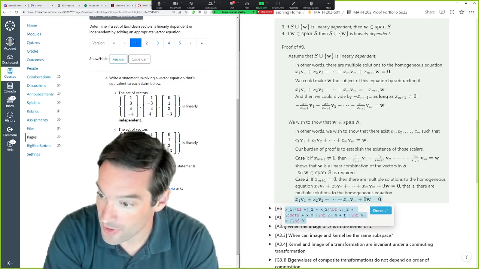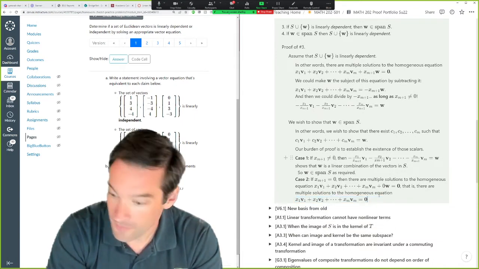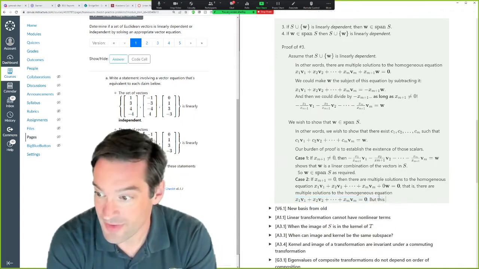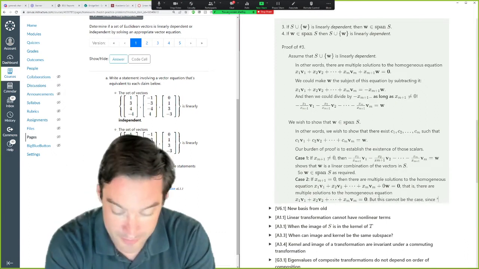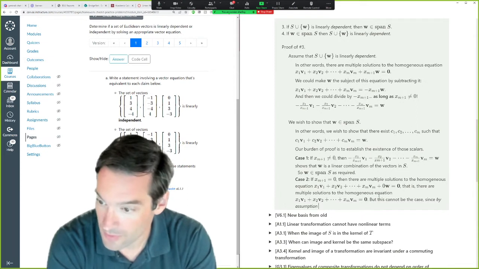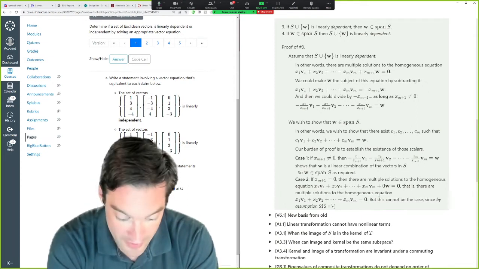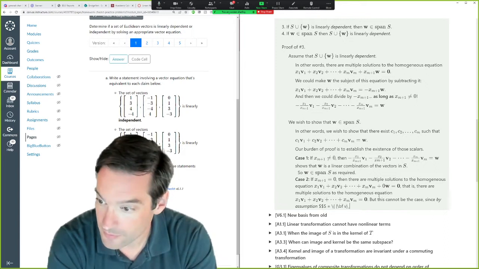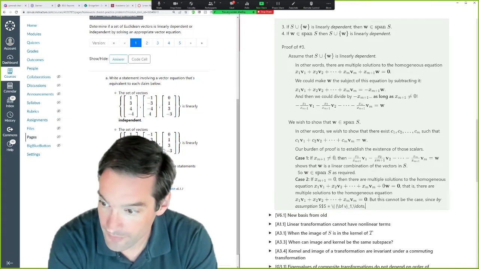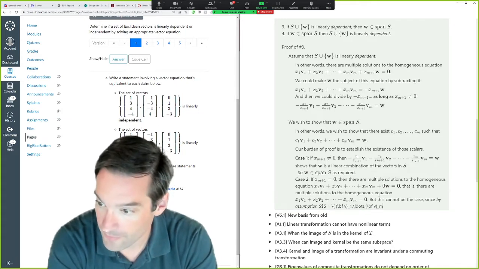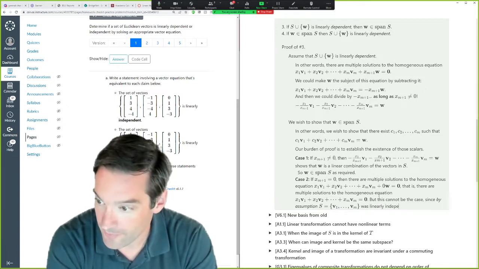And my subscripts worked this time. That's interesting. But this cannot be the case, since by assumption, the set S, which consists of these vectors V1, dot, dot, dot, Vm, was linearly independent.